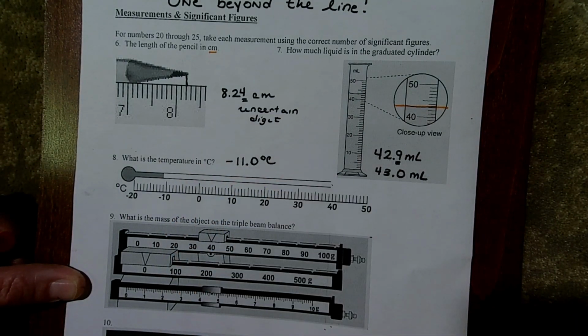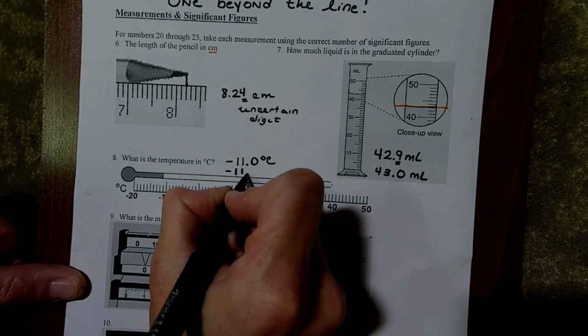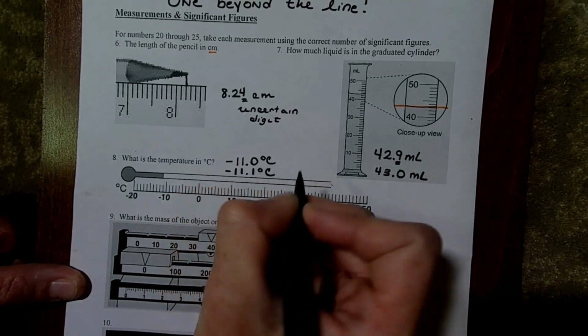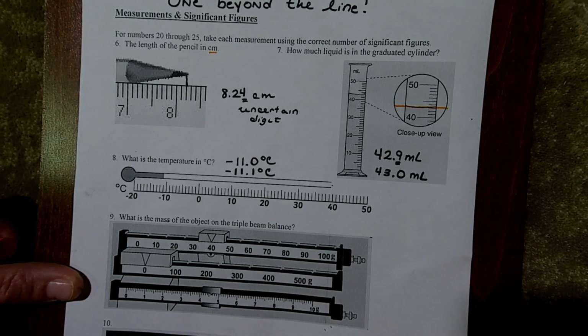one beyond the line. The marked line is to the ones, you're reporting to the tens place. But it's also okay to think, oh, it's -11.1 degrees Celsius. Somewhere around there. We agree to disagree when it comes to that last digit.